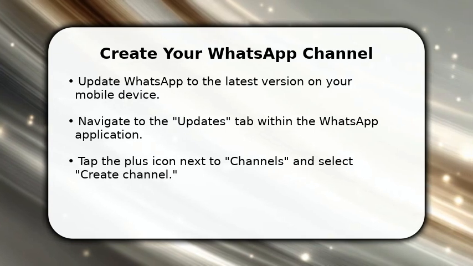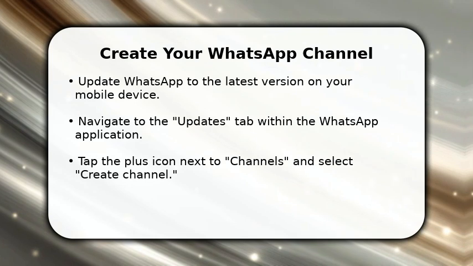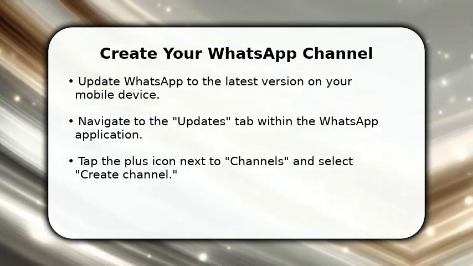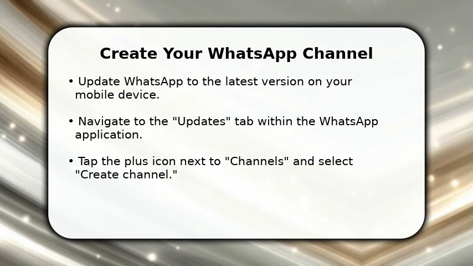In this video, I will explain how to create a public channel in WhatsApp. First, ensure your WhatsApp application is updated to the latest version on your mobile device. Open WhatsApp, then navigate to the Updates tab. Here, you will find the Channels section.